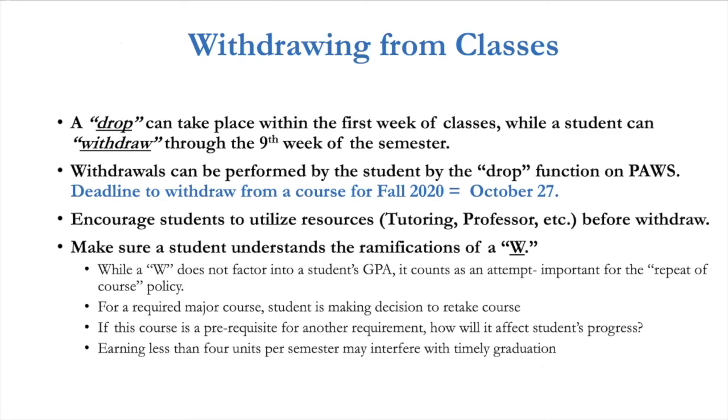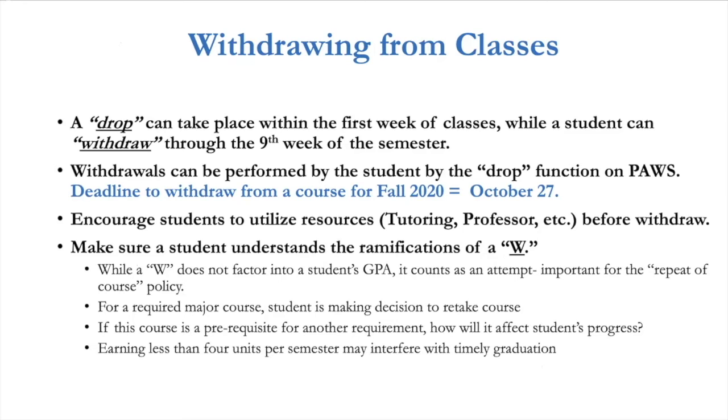As I mentioned before, a dropped class and a withdrawal are different. A drop can take place within the first week of classes, while a student can withdraw through the 9th week of class. For fall 2020, the withdraw date is October 27th. If a student wants to withdraw, they go into pause and click drop, which I know is confusing because I just said drop and withdraw are different.